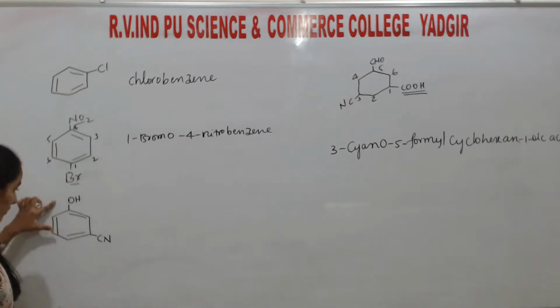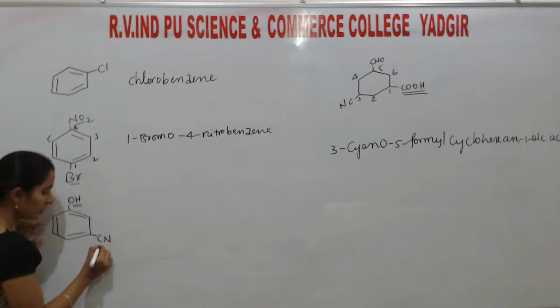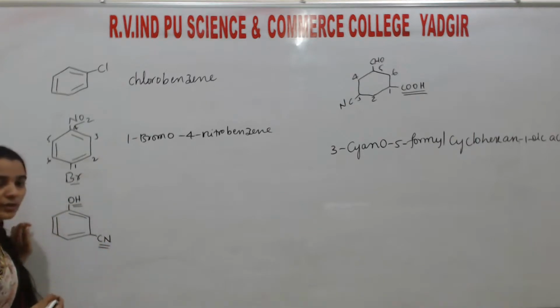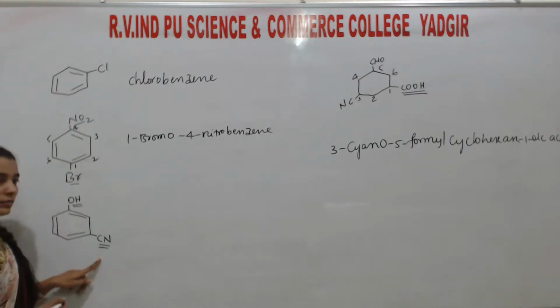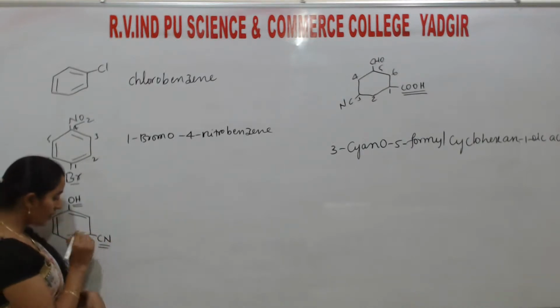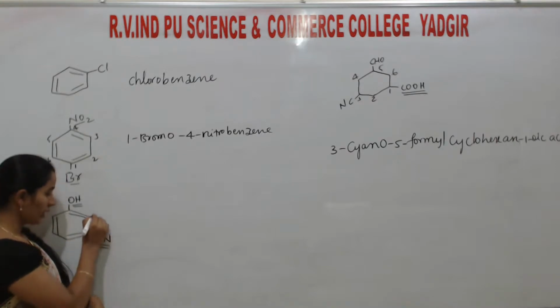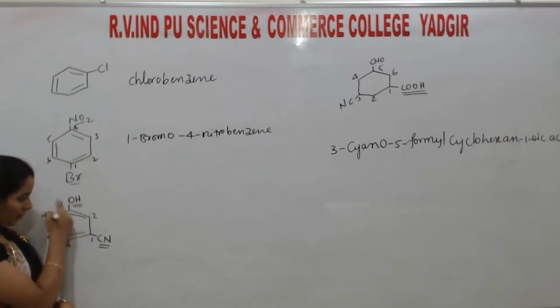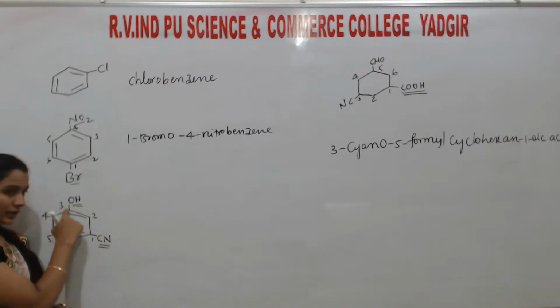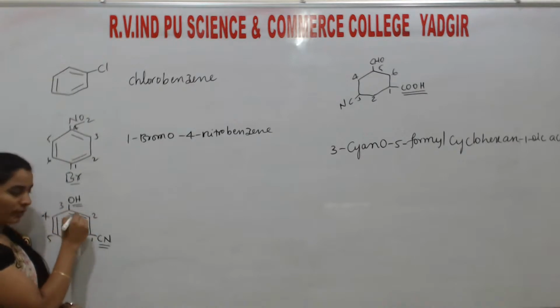Understand? Next here. So OH is there, CN is there. Which one is the preferred group here, among OH and CN? CN is the prior group. So the numbering should be done in a clockwise or anti-clockwise direction. Of course, this is the correct way of numbering. It's 1, 2, 3. From here, 1, 2, 3, 4, 5. So this is the correct way of numbering. Correct?